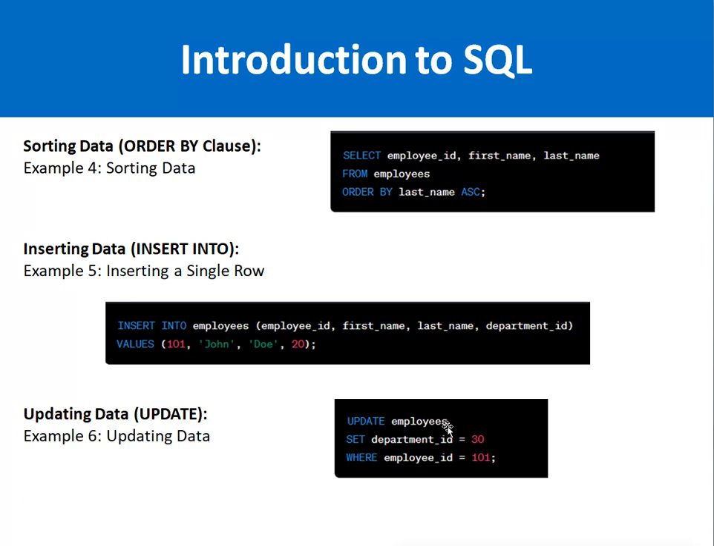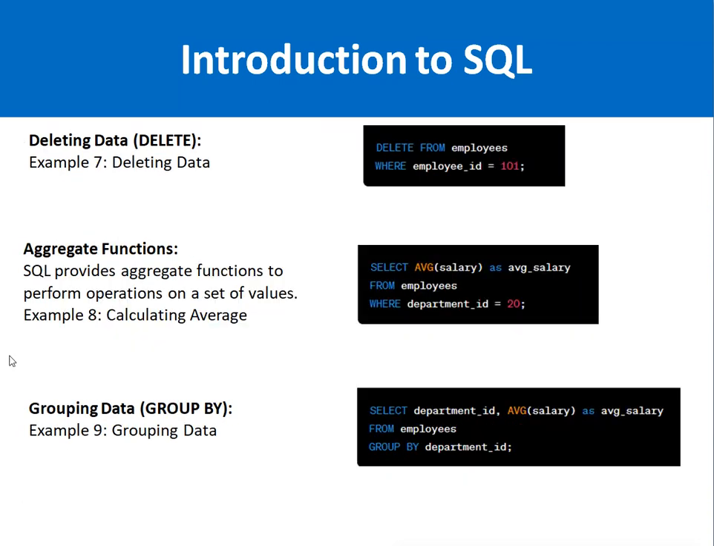So what you have to do is change his department. In the database, you will change his department ID. The employee record will still exist, however his department ID will be changed. Then deleting data. How can you do it? DELETE FROM employees WHERE employee_id = 101.